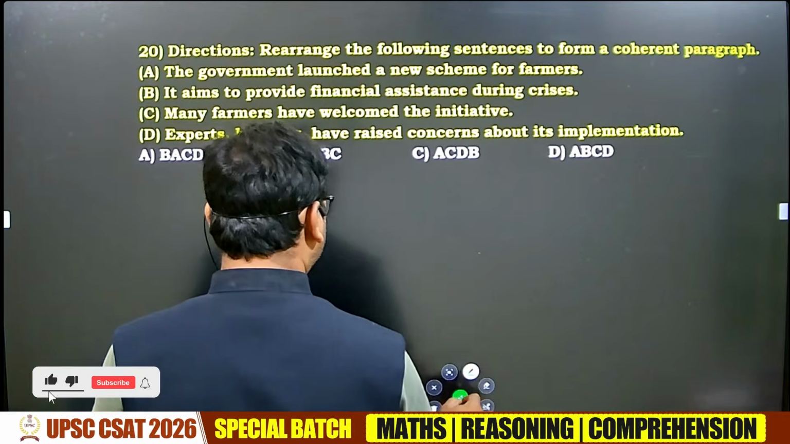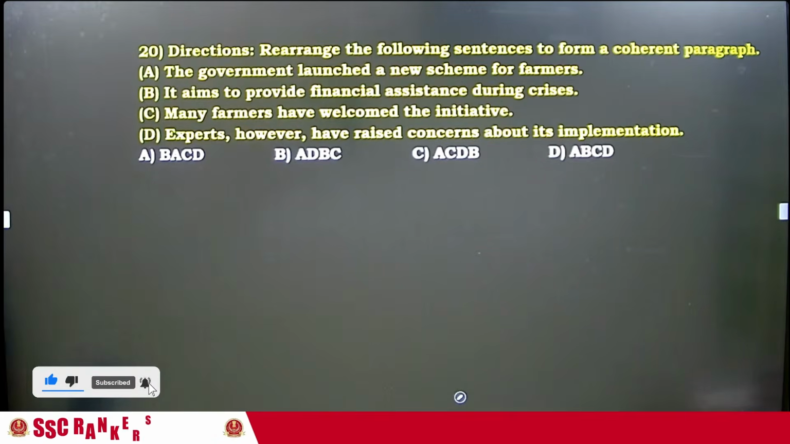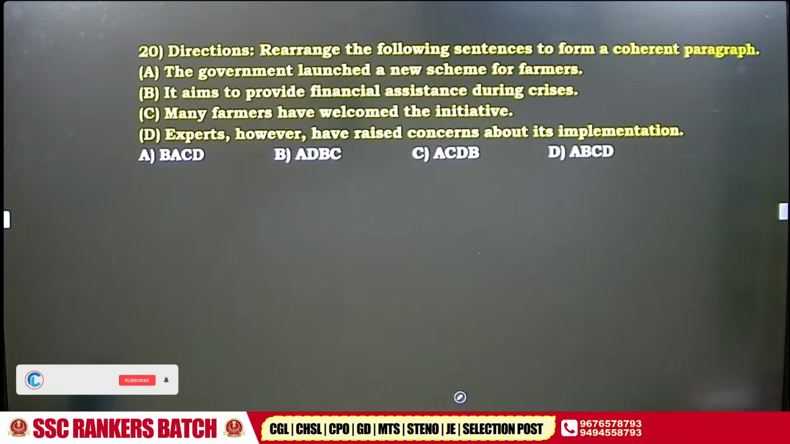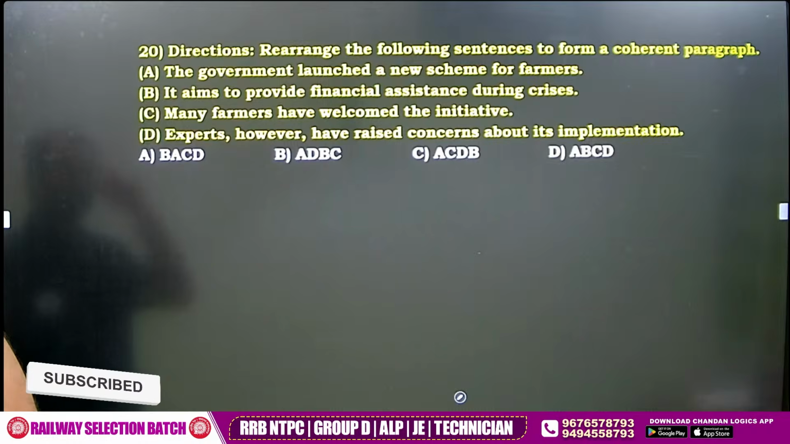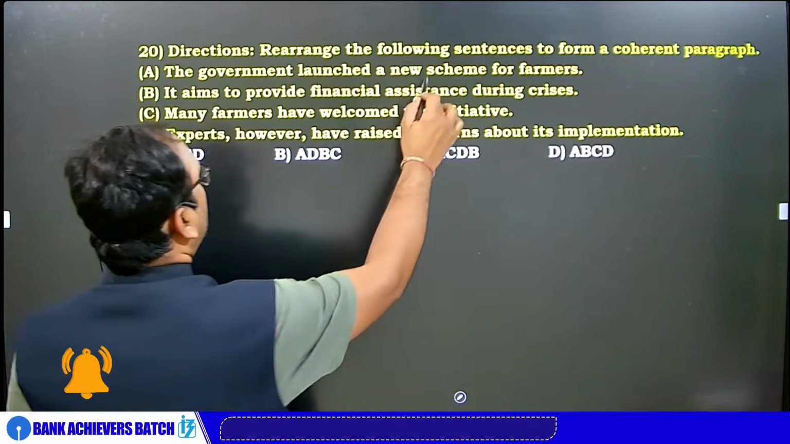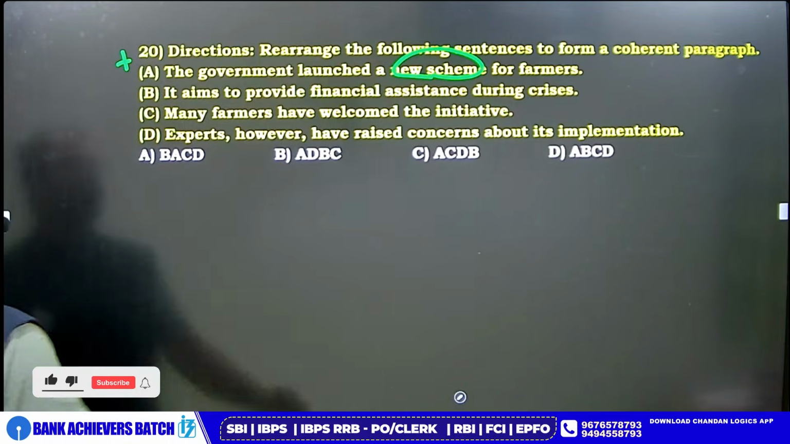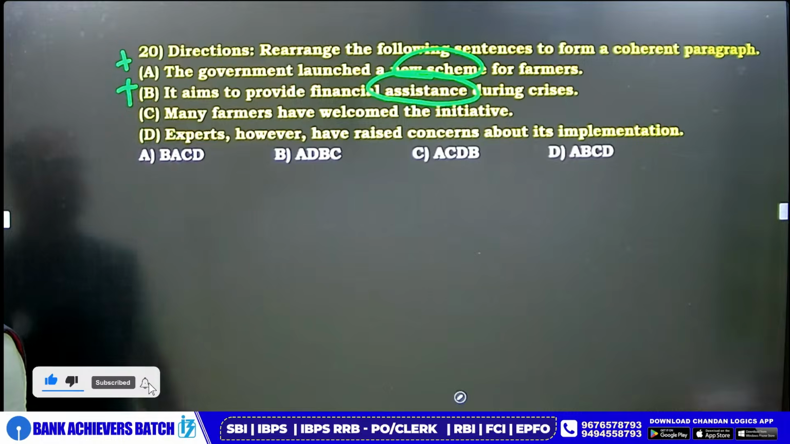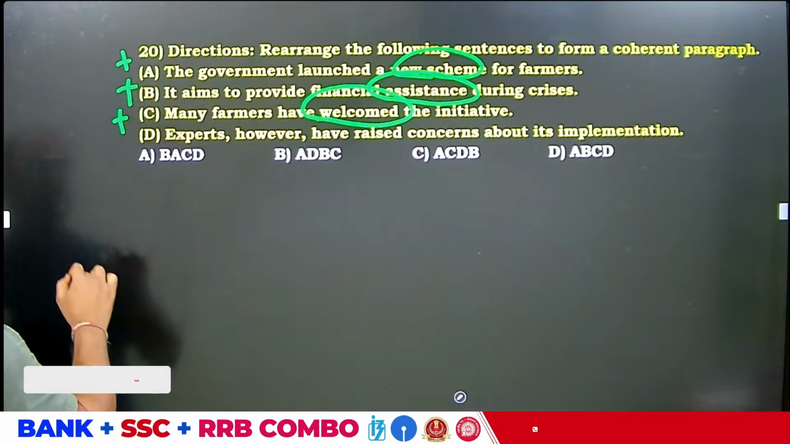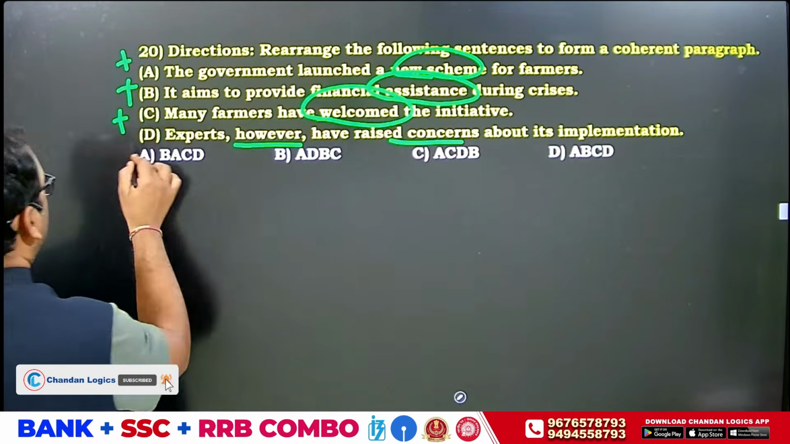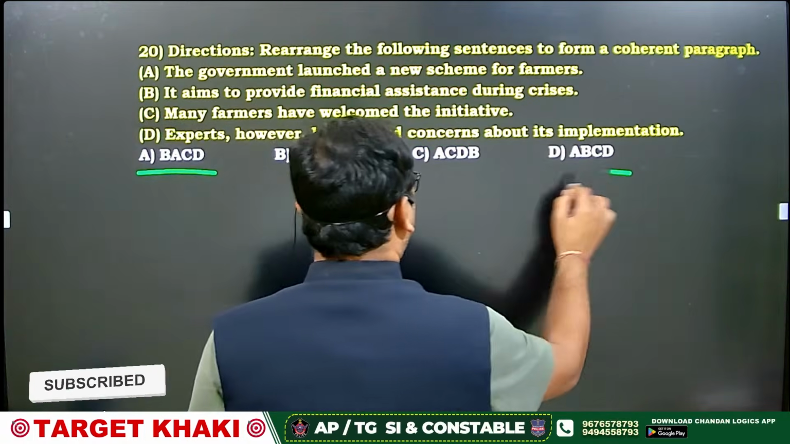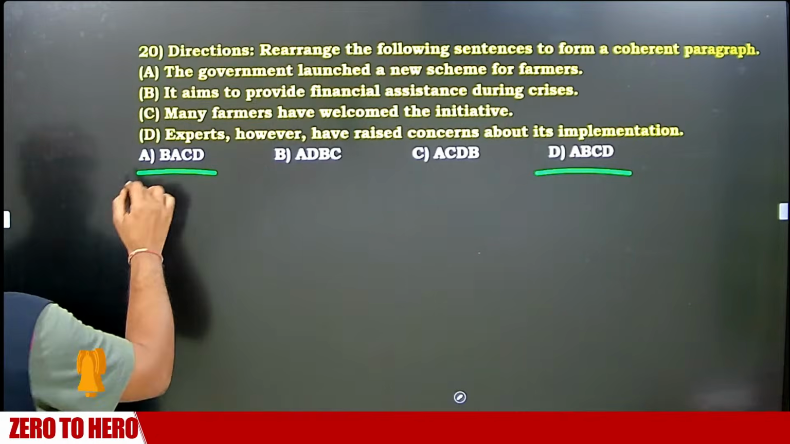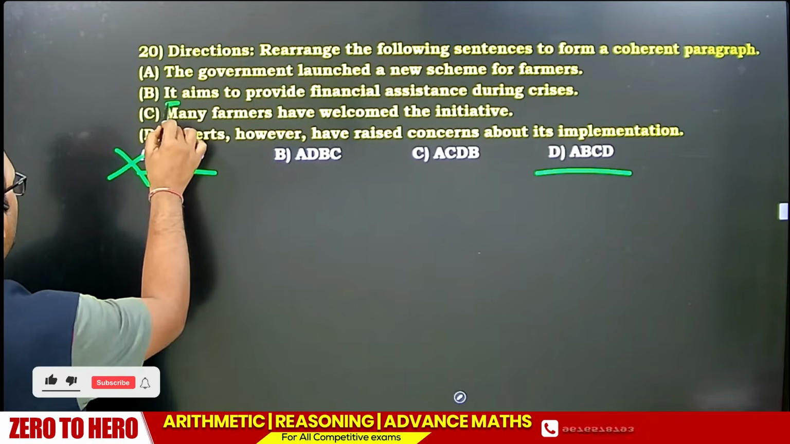Question number 20. Can you find the answer by the best trick? Anybody can get the answer, but what is the trick that you are following? That's important. Same trick. Launched a new scheme. Positive. It provides financial assistance. Positive. Many farmers have welcomed. Positive. However, raised concerns. Negative. So D must come in the last. Either this option or this option. My dear friends, you cannot start with this because B is a pronoun. So done.